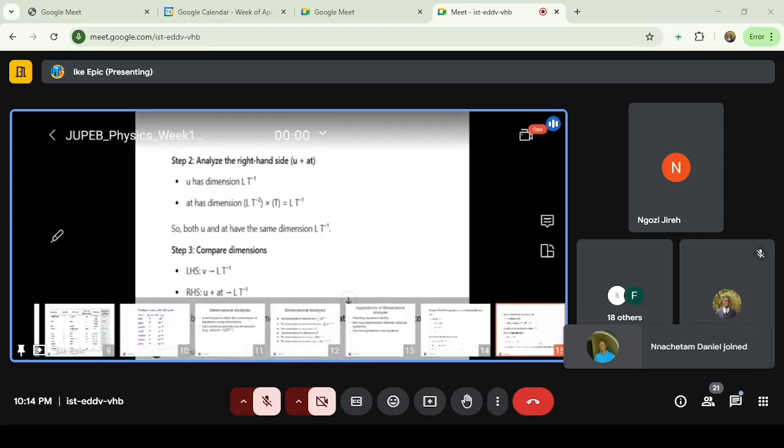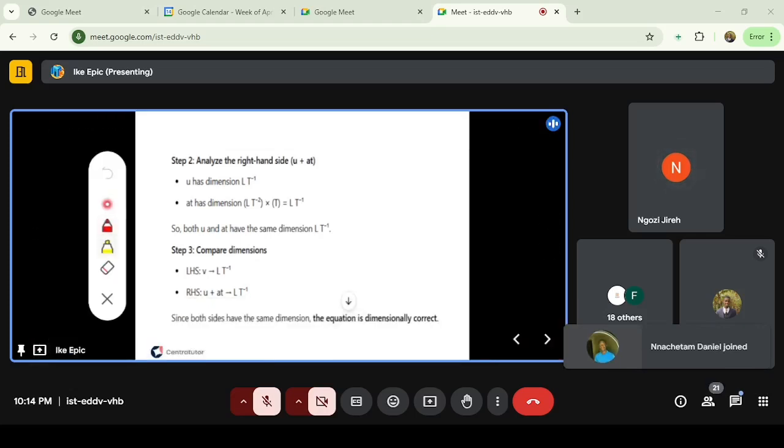As I was explaining earlier, I said, once you have a positive sign splitting two parameters or two letters, you will treat the two letters independently. That is, you get the dimension of one of the letters and it must be equal to the dimension of the second letter on that same side. So meaning that the dimension of u should be equal to the combined dimension of a and t.